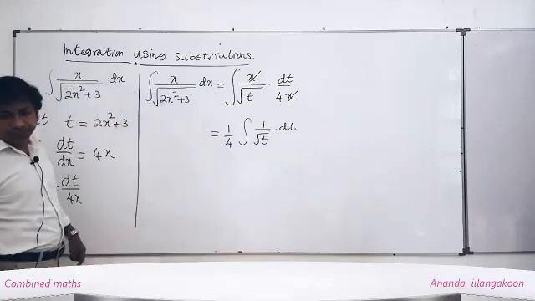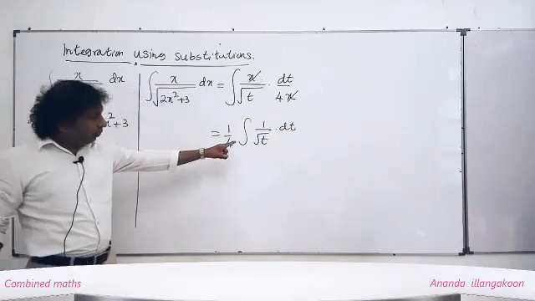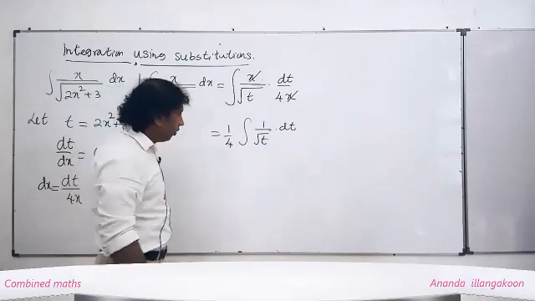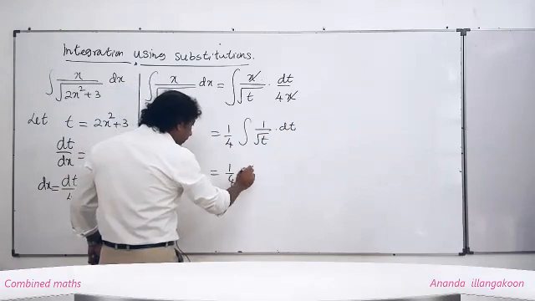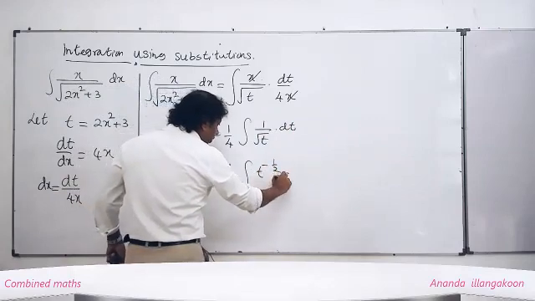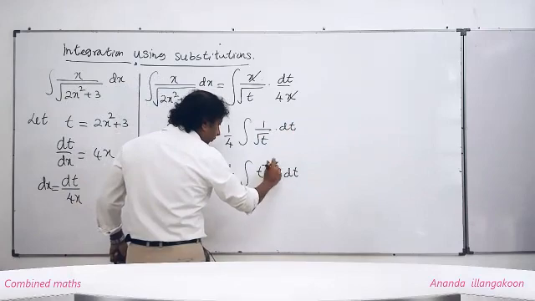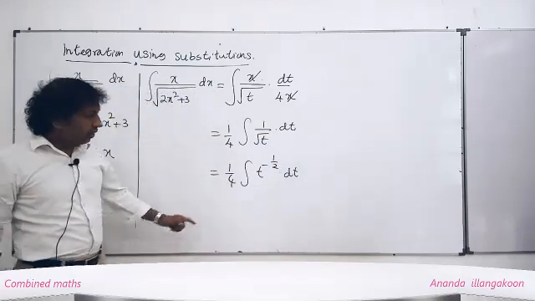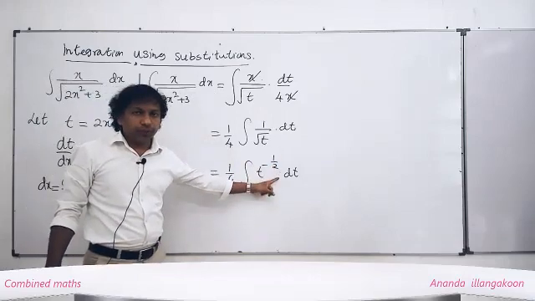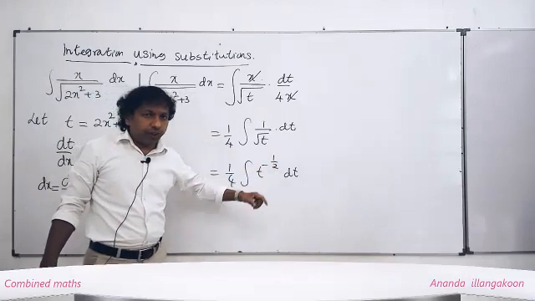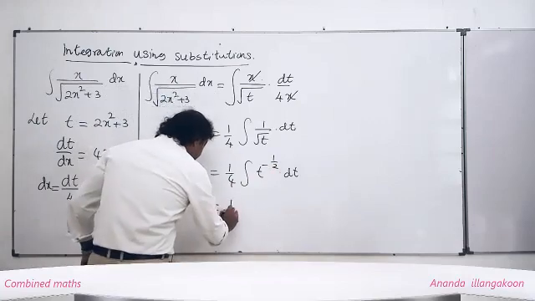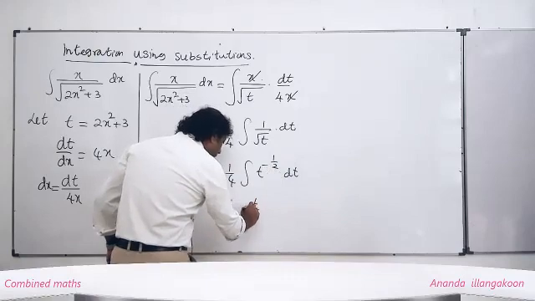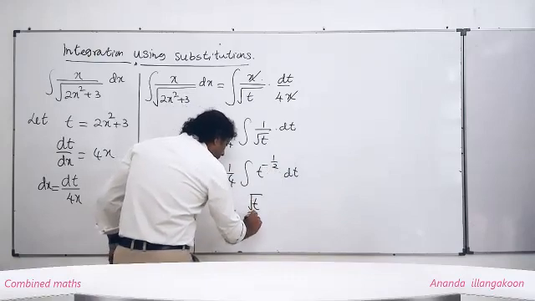This root t, you can take to the numerator. Root means power half, no? Then t to the power minus half comes like this, dt. Then we can integrate this with respect to t. How? Add 1 to this power and divide by the new power. Once we add 1, we get plus half. Divide by half.